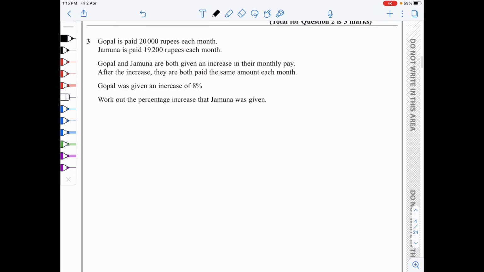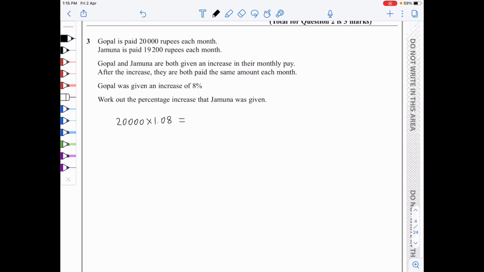3, someone is paid 20,000 a month and another guy 19,200. They are both given an increase, and after that increase, they are both paid the same amount each month. Gopal was given an increase of 8%. What's the percentage increase of the other guy? So I will start by increasing 20,000 by 8%. So the multiplying factor is 1.08.